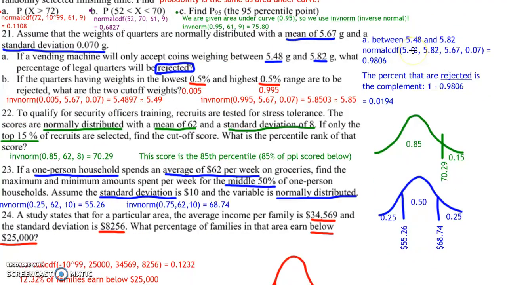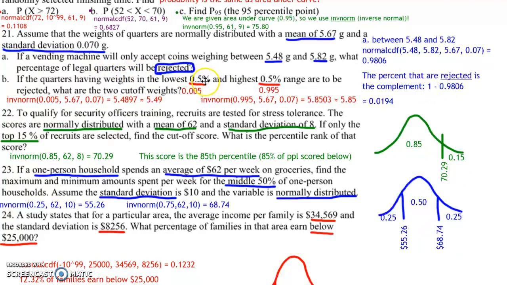There wasn't a whole lot of differences between the first couple and these. It's asking here, if a vending machine will only accept coins weighing between these two values, which percentage will be rejected? We're looking for between 5.48 and 5.82. That's the percentage that they give us here, but that is all of the coins that are accepted. Then they're asking what percentage of legal quarters will be rejected. So it's the complement of that, 1 minus 0.9806.